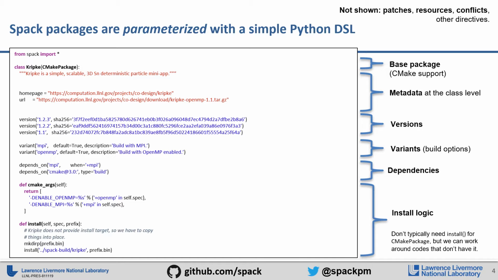The build instructions are similarly generic. Down here, this says what CMake arguments to use for the particular configuration. self.spec here is the configuration of the package. If OpenMP is on, then we enable it. If MPI is on, then we enable it. If not, then we disable them. And then the install method just makes up for the fact that Kripke, which is a CMake package, doesn't actually have an install target. So we just copy the executable into the bin directory. This is a fairly simple package.